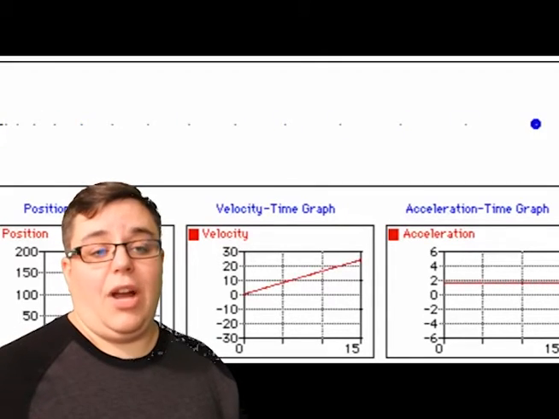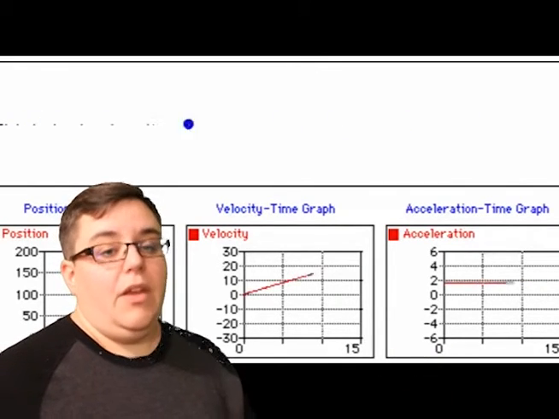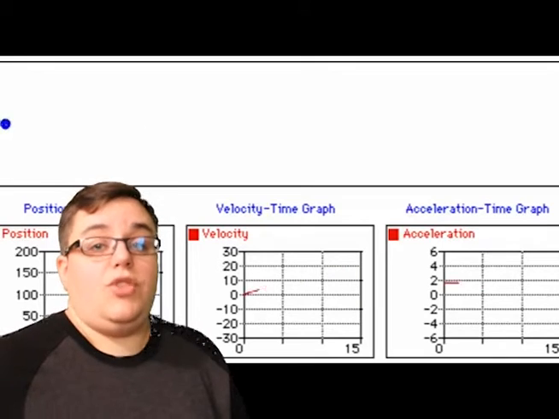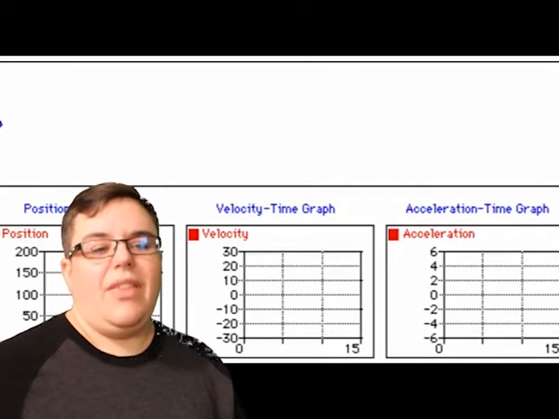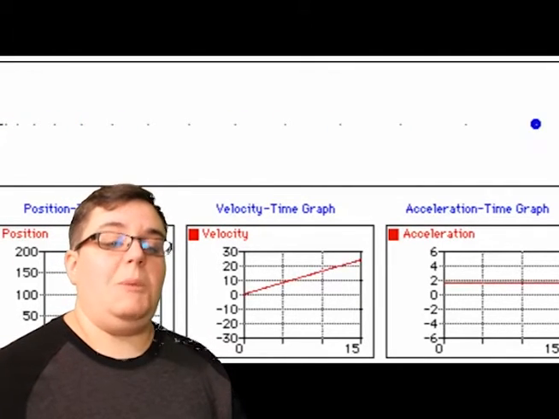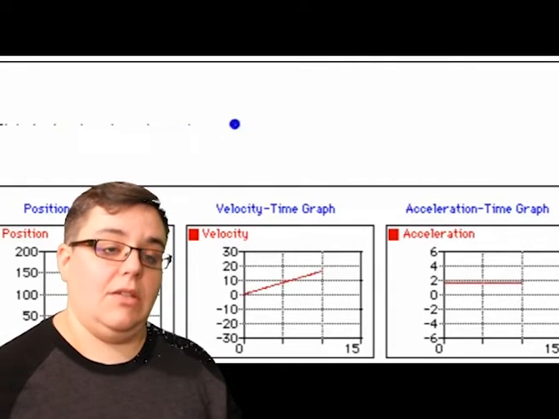The acceleration graph is no longer 0. It shows a constant acceleration of 2 meters per second per second. That means each second the dot speeds up by another 2 meters per second.